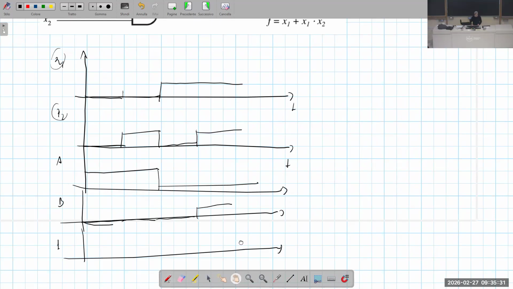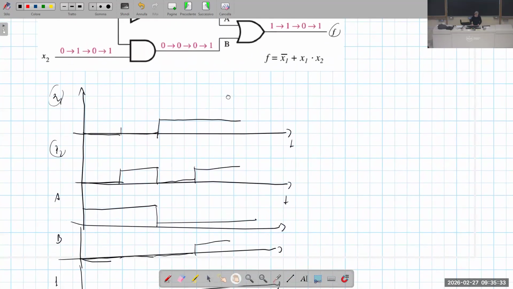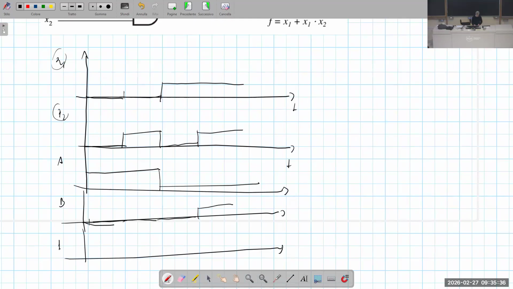F is A or B. So when A is 1 and B is 0, F is 1. When A is 1 and B is 0, F is still equal to 1. When both A and B are 0 in this time interval, then F is 0 or 0, which is 0. And when we have again B at 1 and A at 0, F is 1.